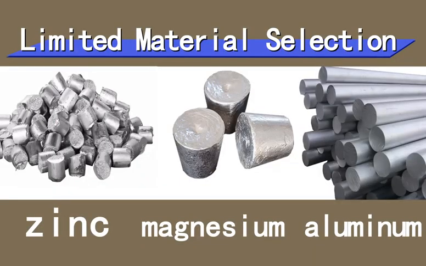Limited material selection. Die casting is typically limited to non-ferrous metals such as aluminum, magnesium, and zinc. This limits the range of materials that can be used in the manufacturing process.